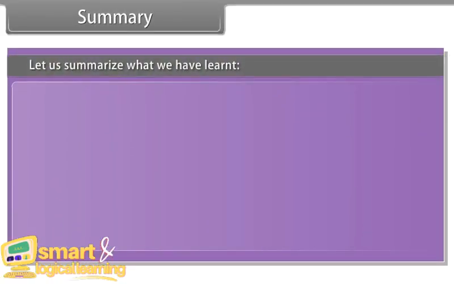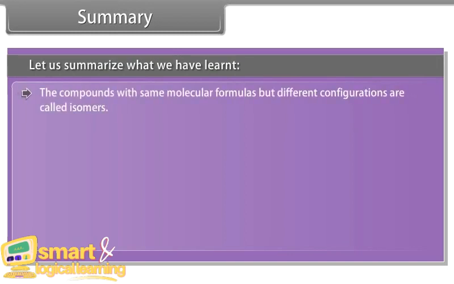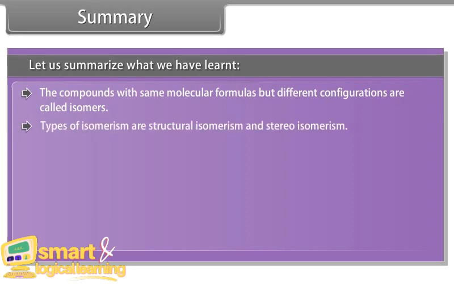Summary. Let us summarize what we have learnt. The compounds with the same molecular formulas but different configurations are called isomers. Types of isomerism are structural isomerism and stereoisomerism.